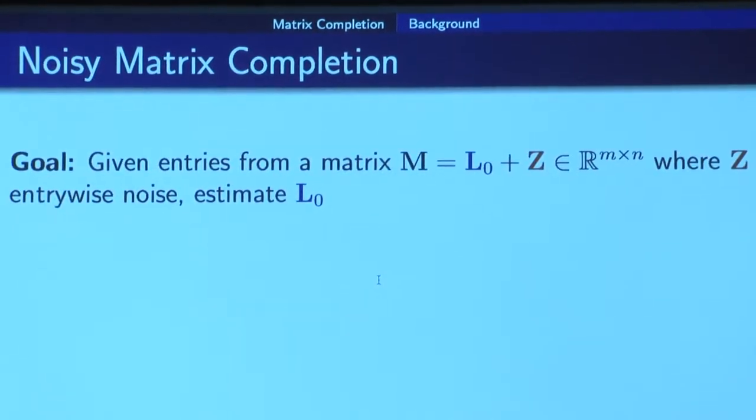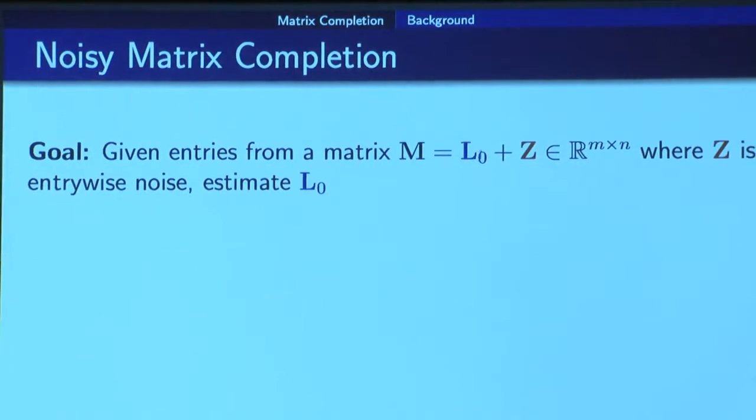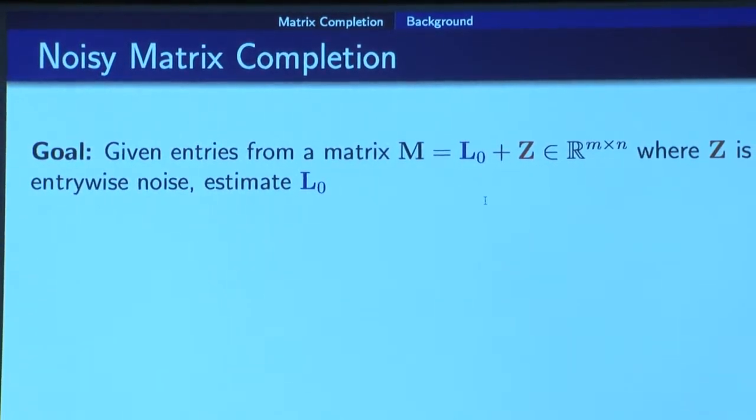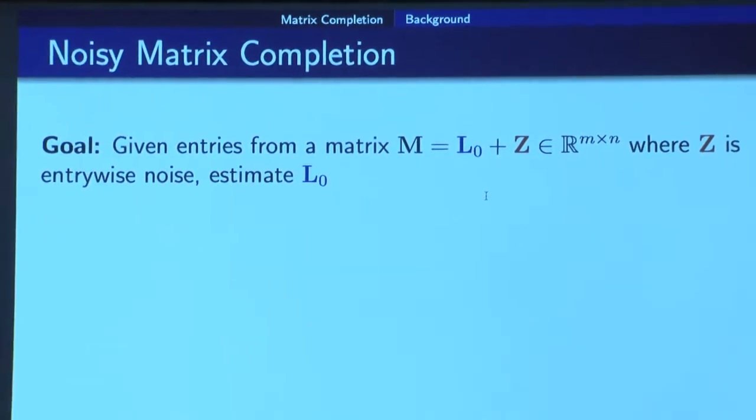But we're going to be concerned with the noisy matrix completion problem, where you care about estimating a matrix L0, but what you observe are entries from a perturbed matrix, a matrix that has added noise, entry-wise added noise. We'll call that added noise Z. And the result, L0 plus Z, is a matrix M. And you're seeing entries from M, and you still want to estimate L0. We'll call that the noisy matrix completion problem.